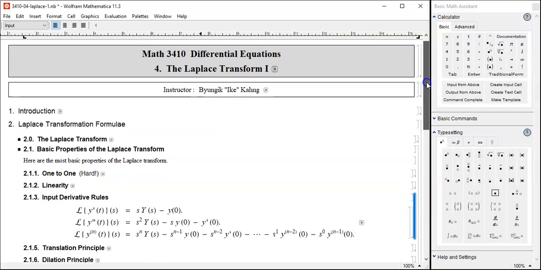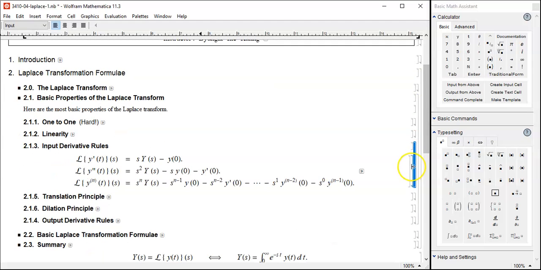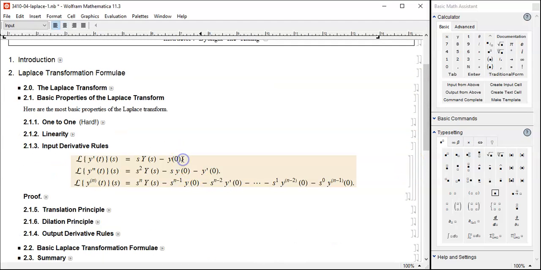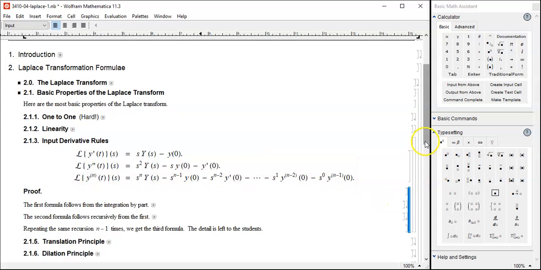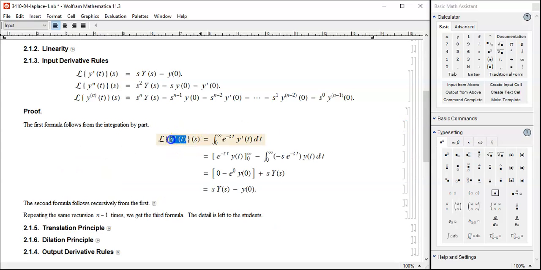Input derivative rules. We went through this, yes, but let's do this again. This is so important that I'd like to do this again. How do you prove the first formula here? All I have to do is take the integration by parts. This is the definition, right? And then in place of y, I'm putting in y prime here. So y prime goes here, and y prime goes over there. And then we're going to be using the integration by parts. How does that work?